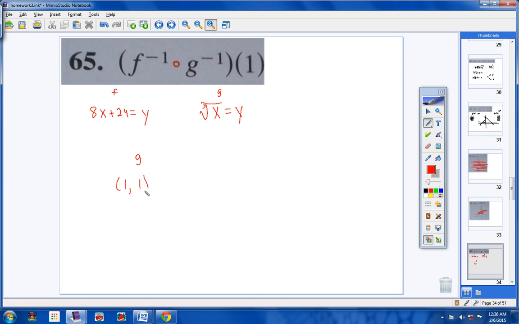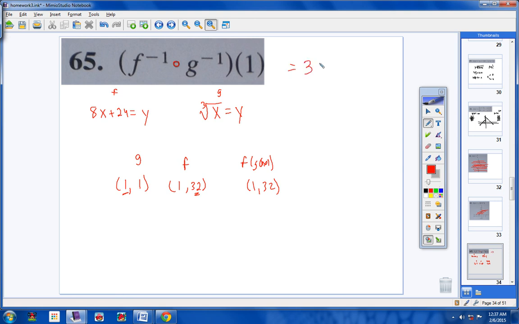A 1. Then I told you to go to your outer function, which is f. This is all in your notes. And whatever you got out, you put it right here. So put that in for x into your f function, and you get out 32. And then what I said is your composition would be this number here and this number here. So 1, comma 32. So when you put in 1, what do you get out? 32.